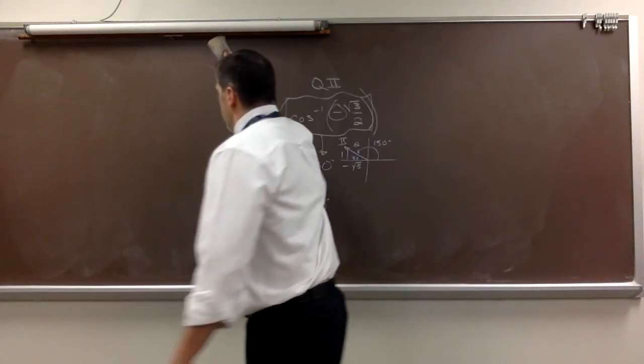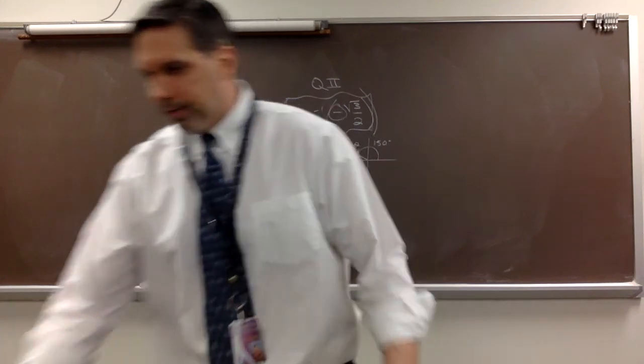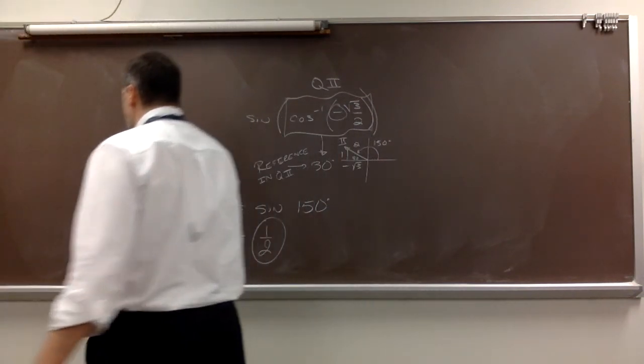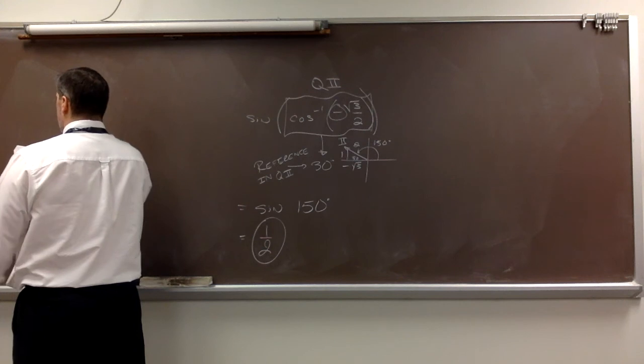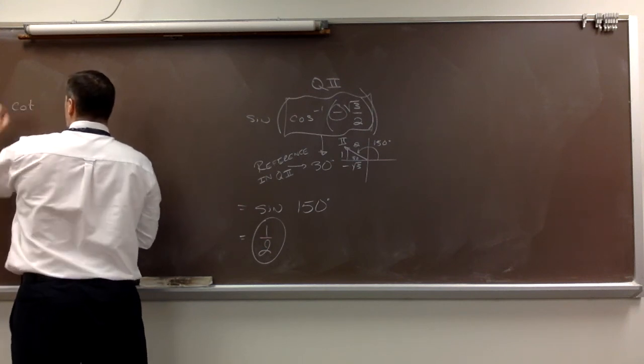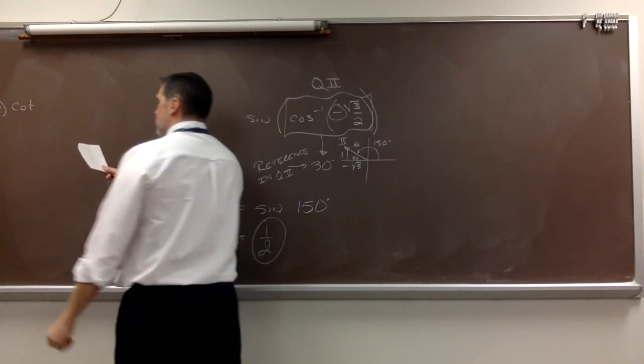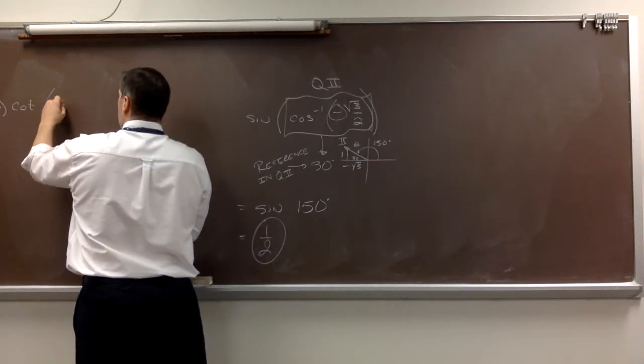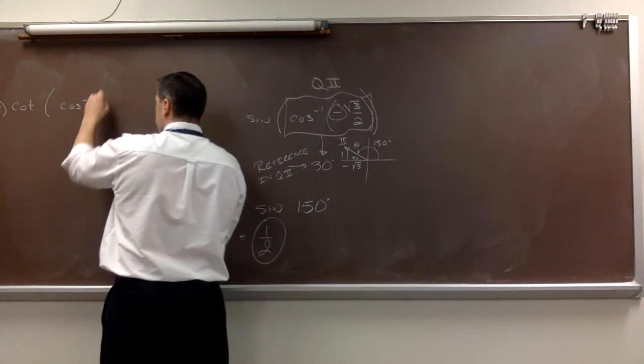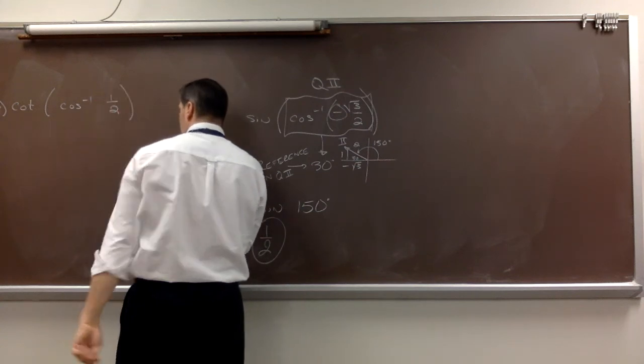The idea stays the same. It's just a matter of how many functions we wish to compose here. Let's try a little bit different. Call this number 8, I guess, is what it is. Cotangent of the cosine inverse of 1/2.